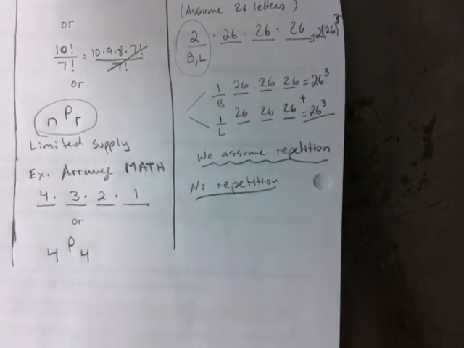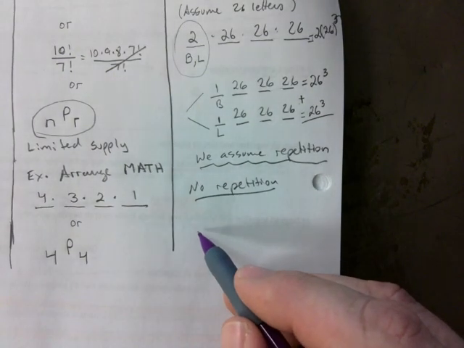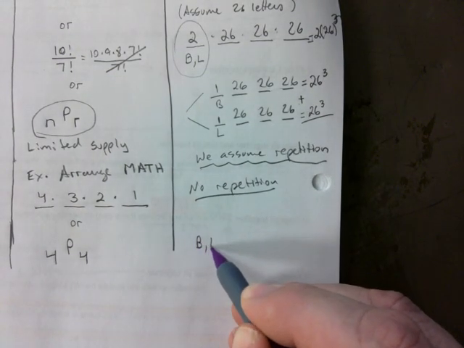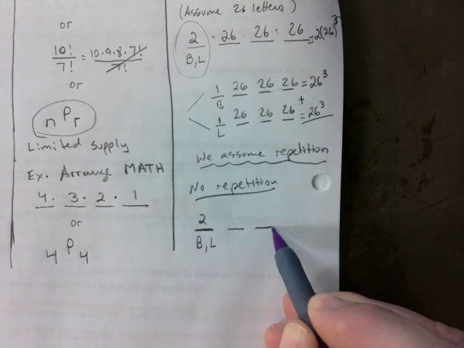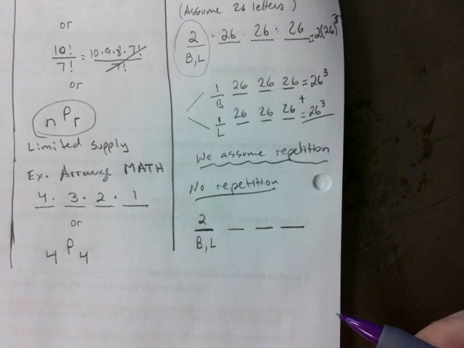No repetition. How would this change? I'm going to just use the BL like this. You can have B or L in the first place, and you have 1, 2, 3 more slots to fill. Okay?